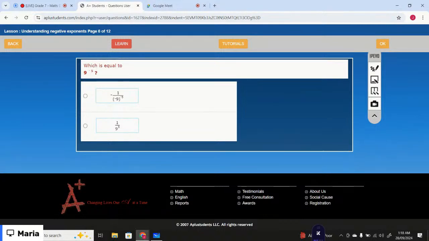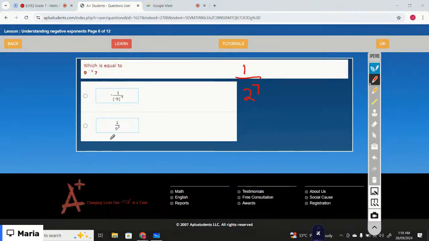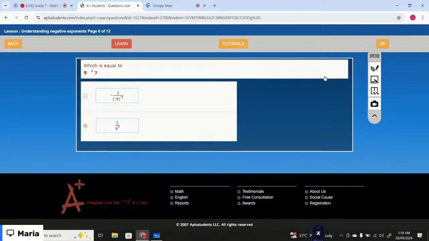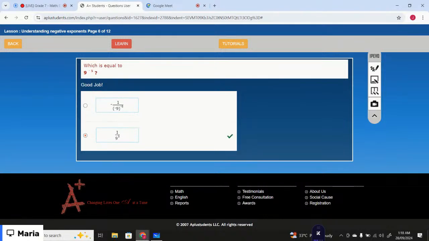Which is equal to 9 exponent negative 5, which is the correct option. You can make the exponent positive by writing it in the denominator. So that is 1 divided by 9 exponent 5. Option number 2 is the correct option. That is 1 divided by 9 exponent 5.